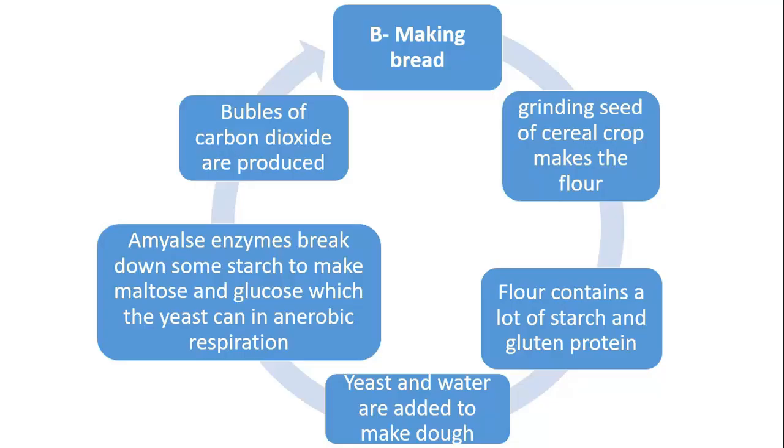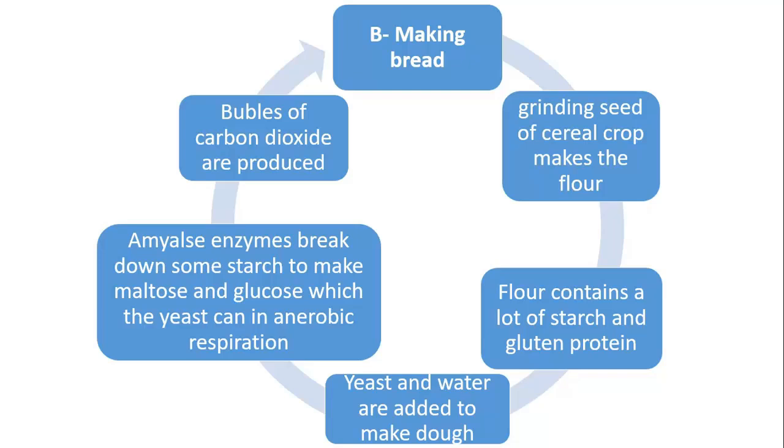Okay, now we're done with the biofuel. Let's take the other side of the map, which is making bread. We already discussed this in the anaerobic respiration chapter, but let's go through it quickly again. First, grinding seeds of the cereal crop. What's the cereal crop? It's simply wheat to make flour.